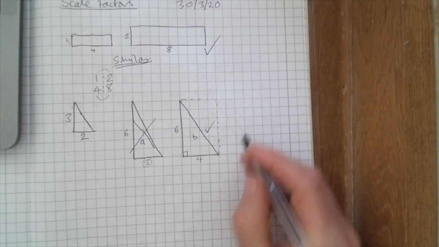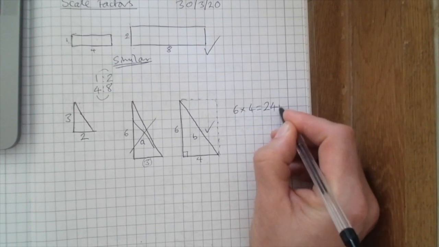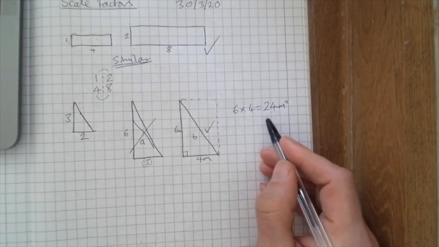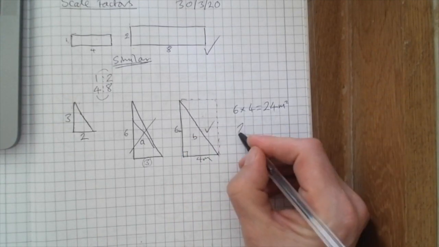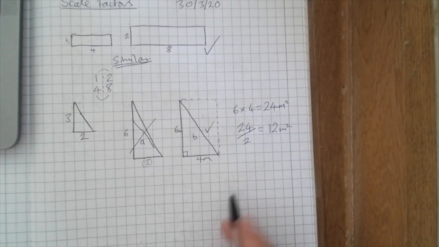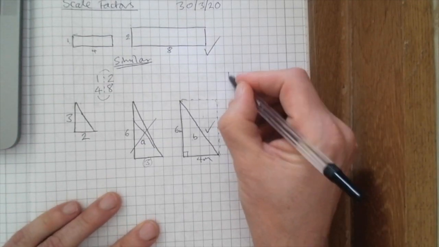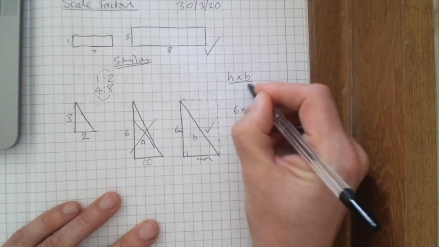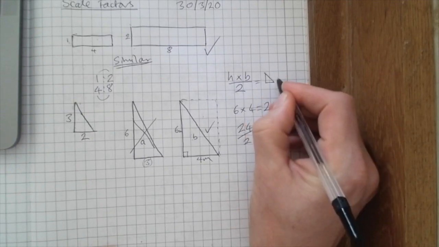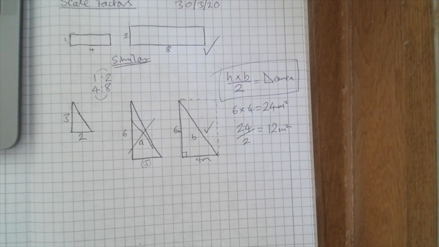on the basis that you could make a rectangle 6 by 4. 6 times 4 equals 24. Let's call it meters squared if this was an enormous triangle. And then actually we want half of that, don't we? So 24 divided by 2 equals 12 meters squared. So when we talked about formula, it was height times base over 2 equals triangle area. So that's the formula that I just want you to remember when you go on to the questions.